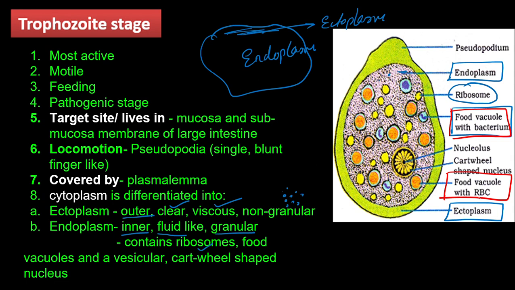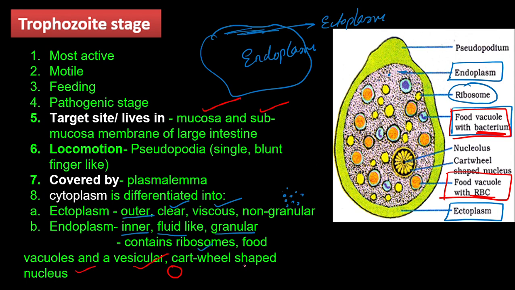If you will see, one food vacuole has RBC, another food vacuole has bacteria. Why does this have RBC or bacteria? Because it is feeding on the mucosa and submucosa layer. So their blood vessels will be there, and where there are blood vessels, RBC will be there, right? And then in intestine we have bacteria as well. So due to that, what will they have in their food vacuole? They will be having bacteria as well as the RBC, right? And vesicular means vesicle-like structure.